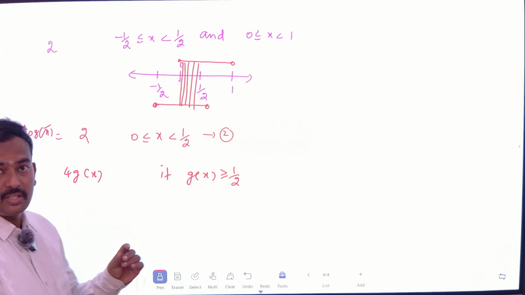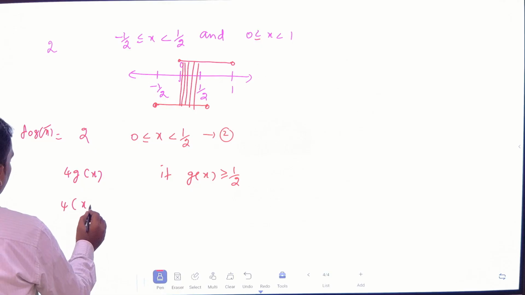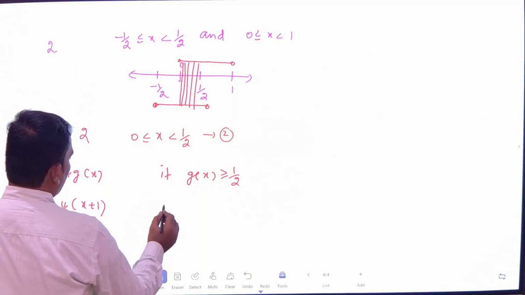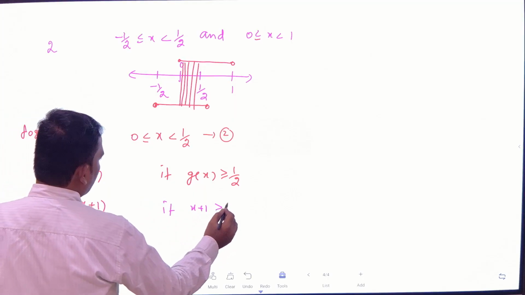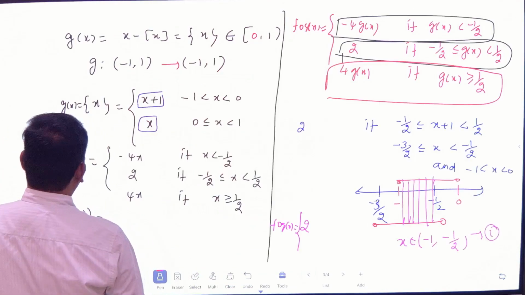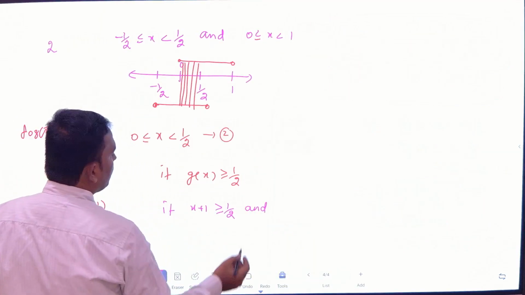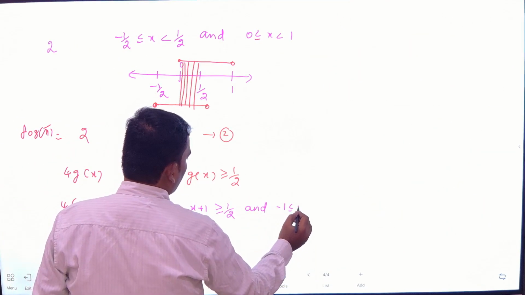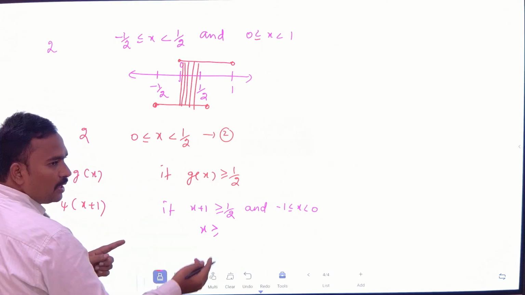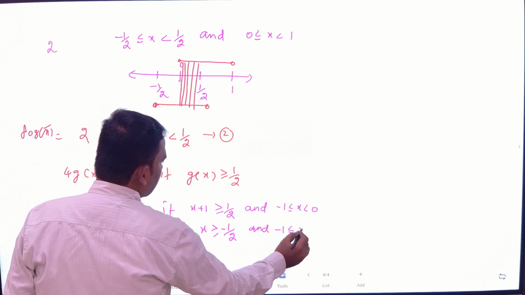In this case you have to replace g of x. First I am replacing x plus 1. Okay, then what will we get? Check quickly. If x plus 1 is greater than 1 by 2, and x plus 1 is defined when x is minus 1 to 0. If you solve this, x is greater than 1 by 2 minus 1, this will be minus 1 by 2, and minus 1 less than x less than 0.